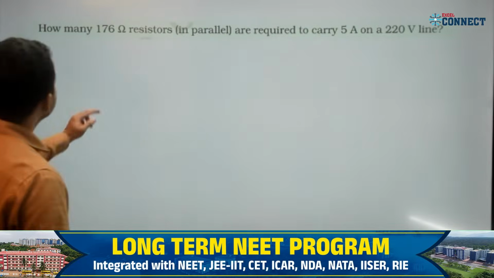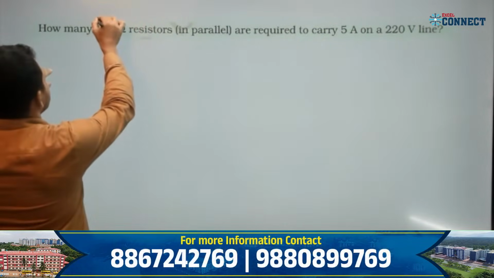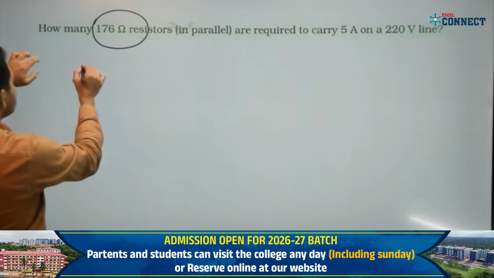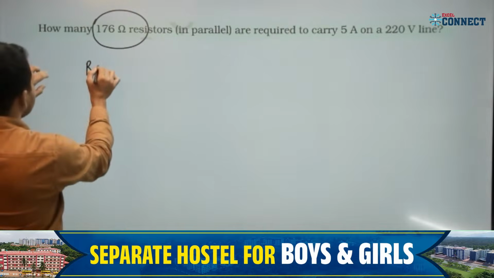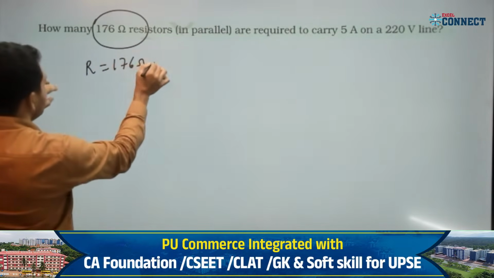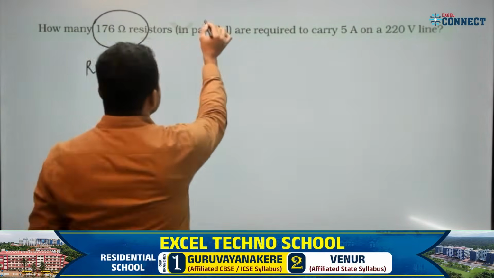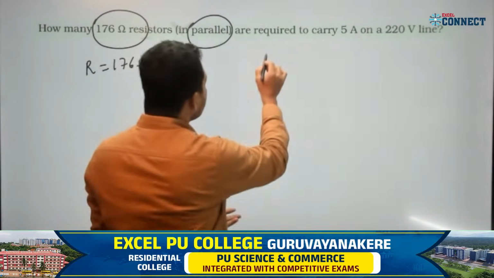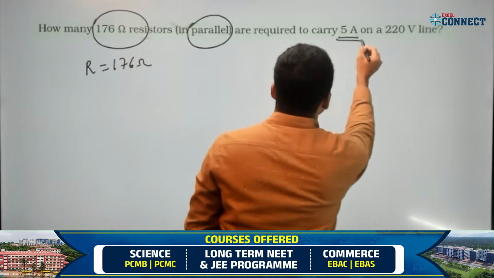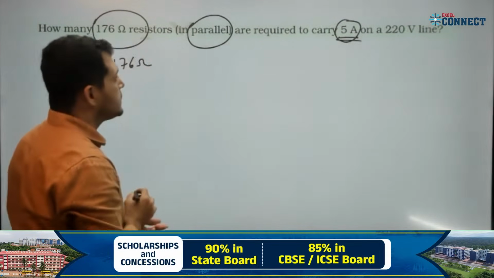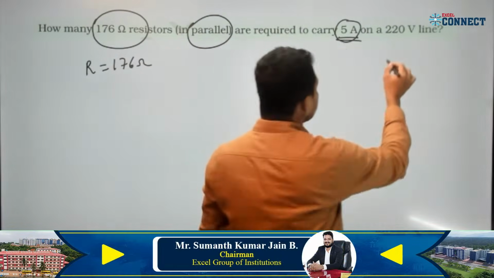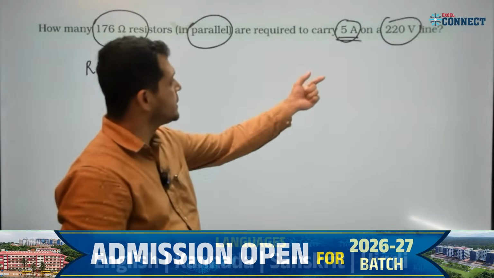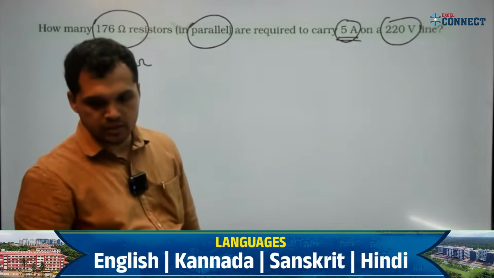How many 176 ohm resistors? The resistance value of 176 ohm is given. In parallel, look at this question carefully. We have to connect a parallel combination of resistors, which is required to carry 5 ampere current. Current in the circuit is 5 ampere and it is a 220 volt line. See, the mains connected is 220 volt. 220 volt line, 5 ampere current.